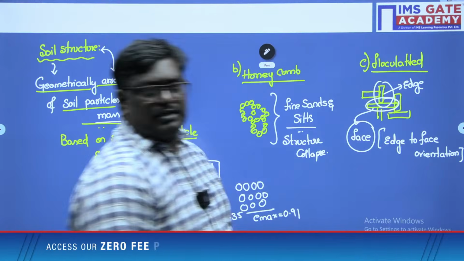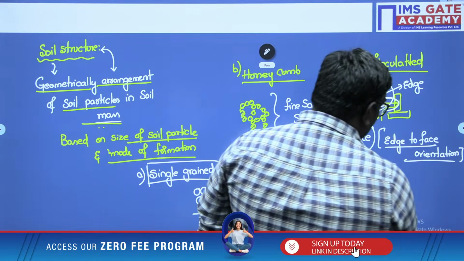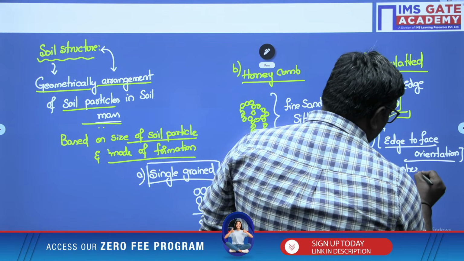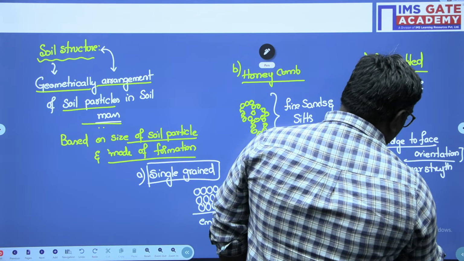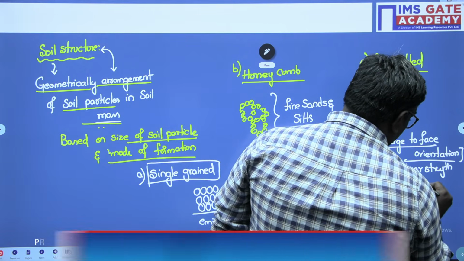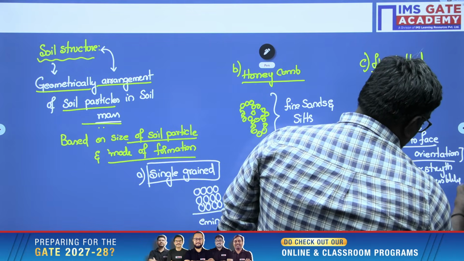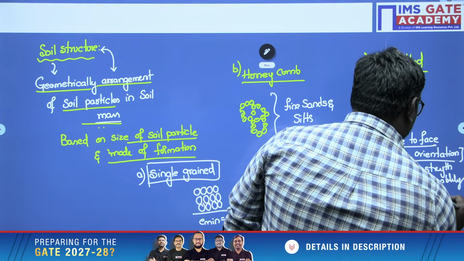Here, what is flocculated structure, sir? It is edge to face orientation. It has high shear strength, low compressibility, and high permeability.